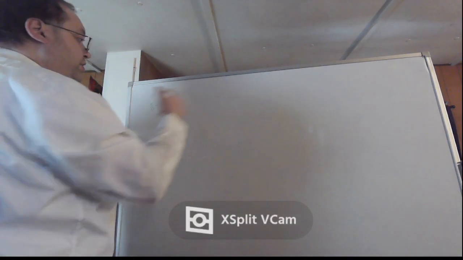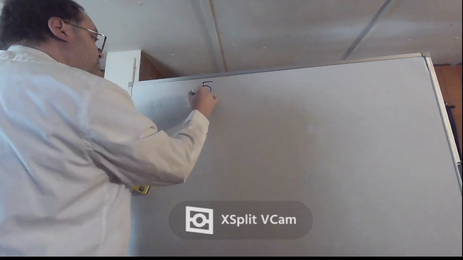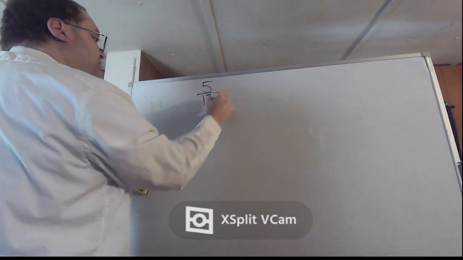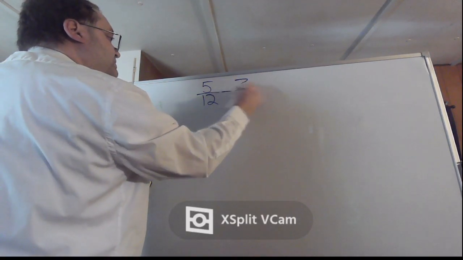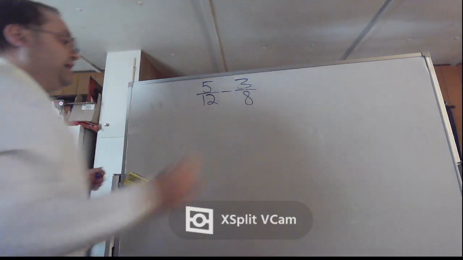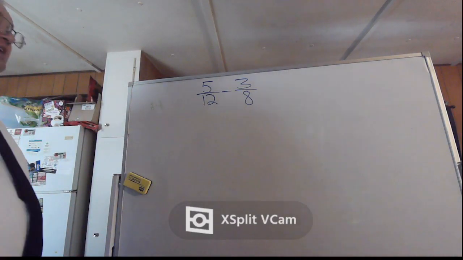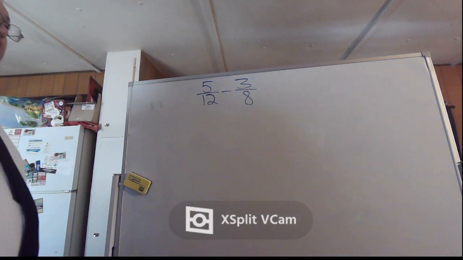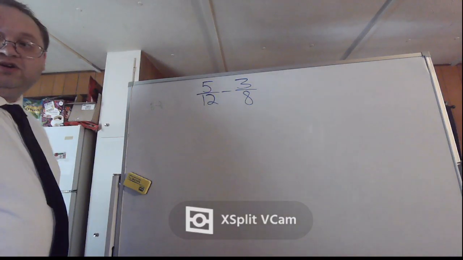Alright, got one more here. We have 5/12 minus 3/8. Okay, well right away we know 8's not a factor of 12. It does not go into 12 evenly, so therefore it's not a factor.